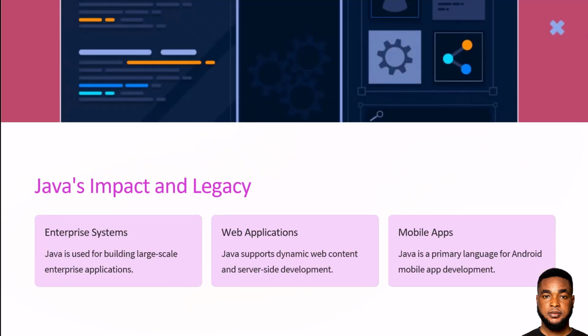Now let's look at Java's impact. When it comes to enterprise systems, Java has been used to build so many large enterprise applications. I can't emphasize that enough. Banking systems, embedded systems, and all that, Java is playing a major role in those aspects. When it comes to web applications too, there's no two ways about it. You can use Java to create dynamic web content, and also create server-side programs and all that.